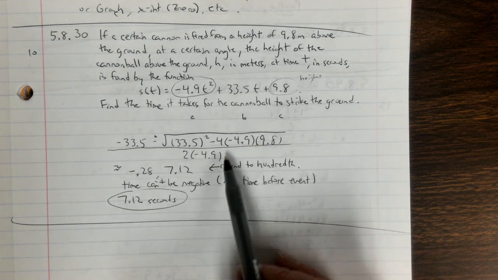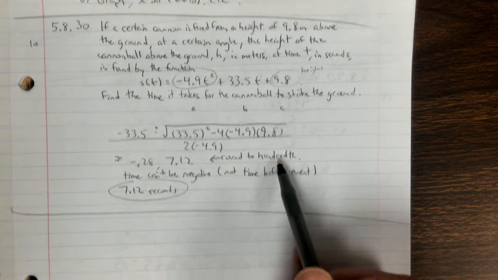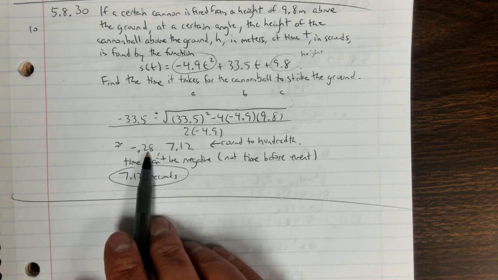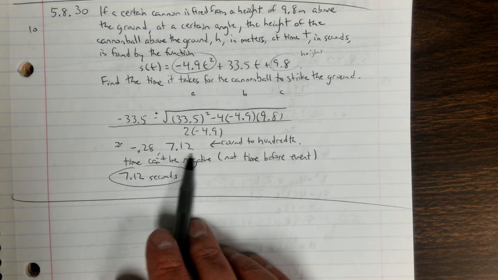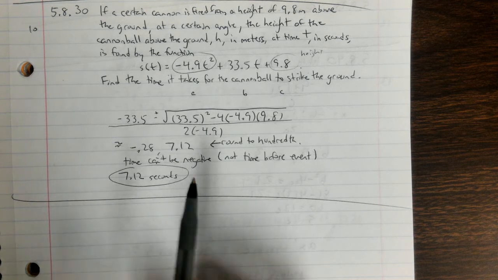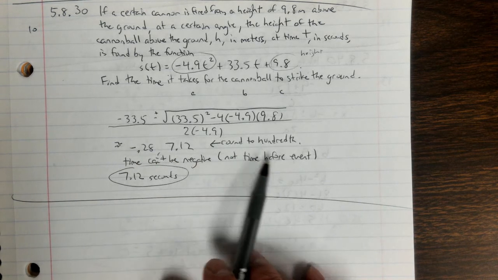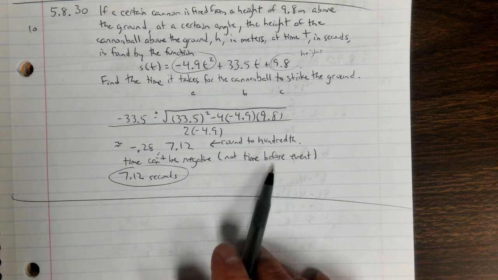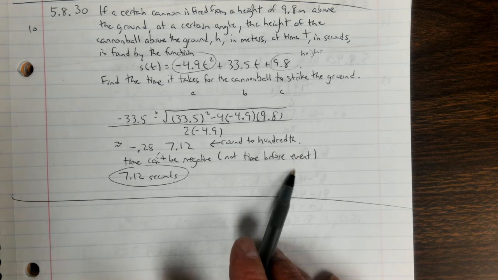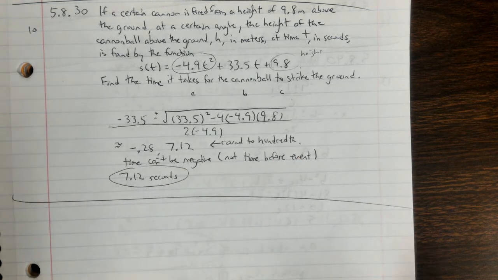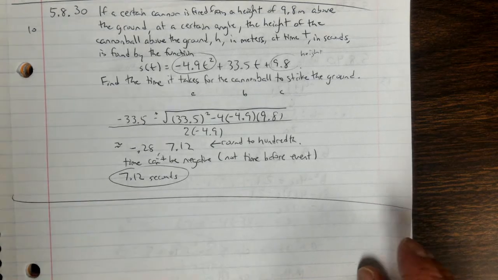Again, you just round this to the hundredth, and you have negative 0.28 and 7.12. Well, in this case, time cannot be negative because it's not the time before the event, or the time before the cannon was fired. And so you just get 7.12 for your only answer.